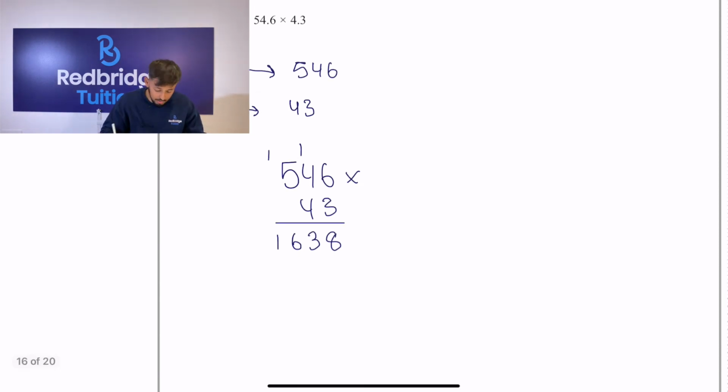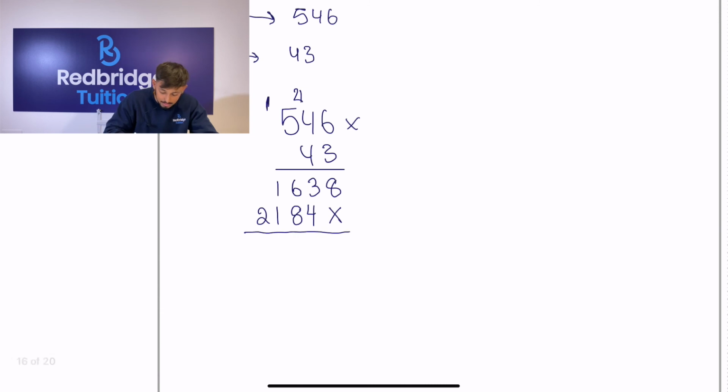Now for the second number, we have 4 times 6, which is 24. And we carry the 2. 4 times 4, which gives me 16. After carrying the 2, that leaves us with 18. And we carry the 1. And lastly, we have 4 times 5, which is 20. After carrying the 1, we have 21.